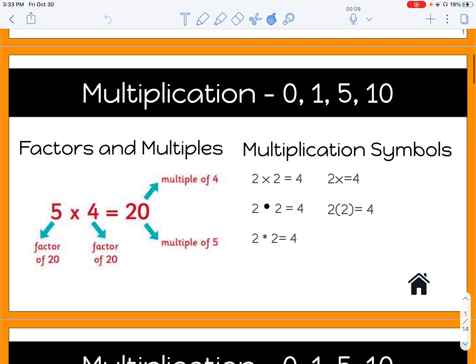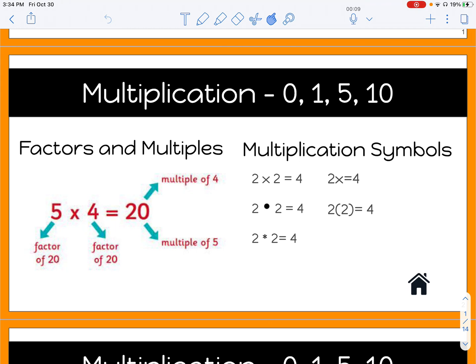Some vocabulary that we are going to go over are factors and multiples. Factors are the numbers that we multiply to get our product. And product is the fancy word for the answer to a multiplication problem. We would say that 5 and 4 are factors of 20 because when you multiply them together, they equal 20. We could also say that the product is a multiple of 4 and a multiple of 5. It would be the fifth multiple of 4 and the fourth multiple of 5.